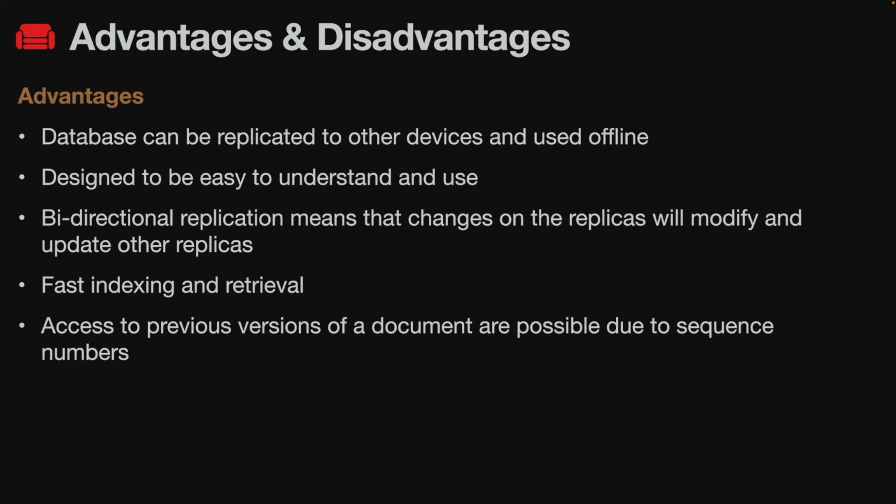Some of the advantages of CouchDB are listed here as follows. The database can be replicated to other devices and used offline. It is also designed to be very easy to understand and use. Bidirectional replication means that changes on the replicas will modify and update other replicas. It features very fast indexing and retrieval, and access to previous versions of a document is possible due to the sequence numbers.